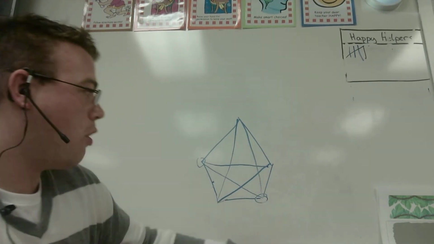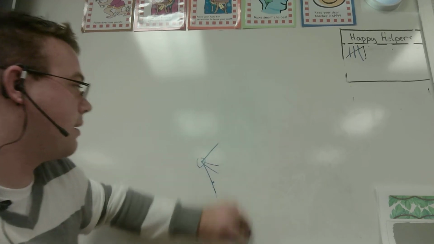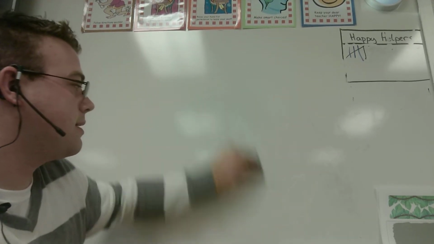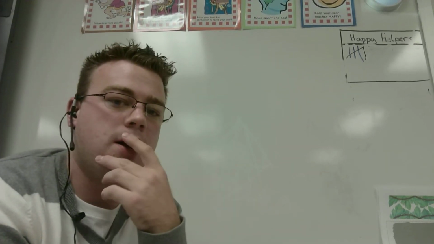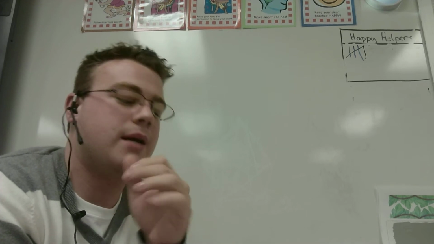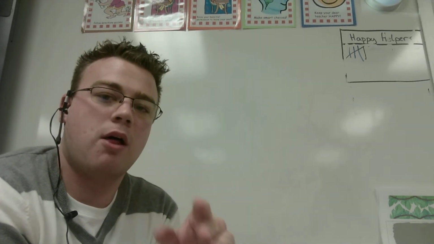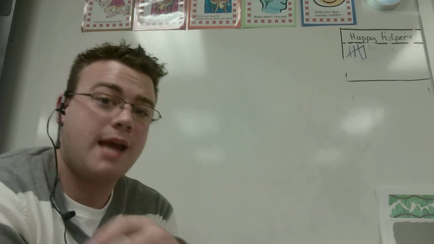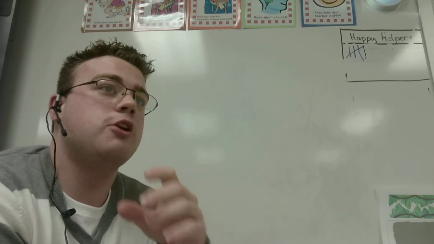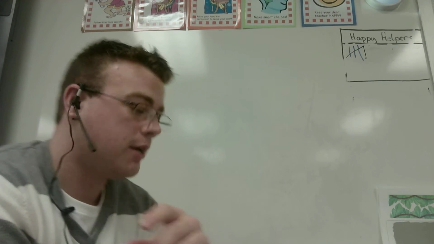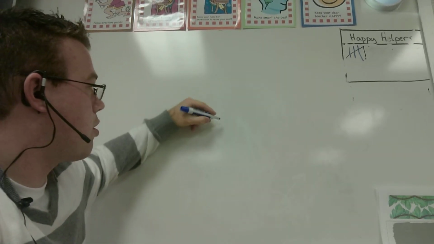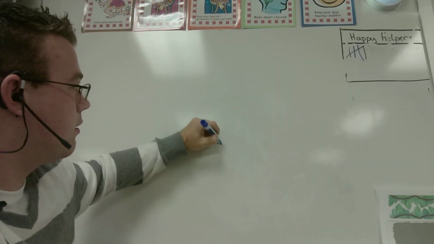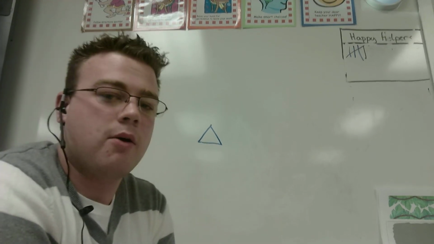Because different polygons have different names, and in order to name a polygon, you have to count the number of sides. So the first one I'm going to start off with is the triangle. Now, we learned the triangle a long time ago, back in kindergarten. When I taught kindergarten, I taught the triangle. The triangle has 3 sides.